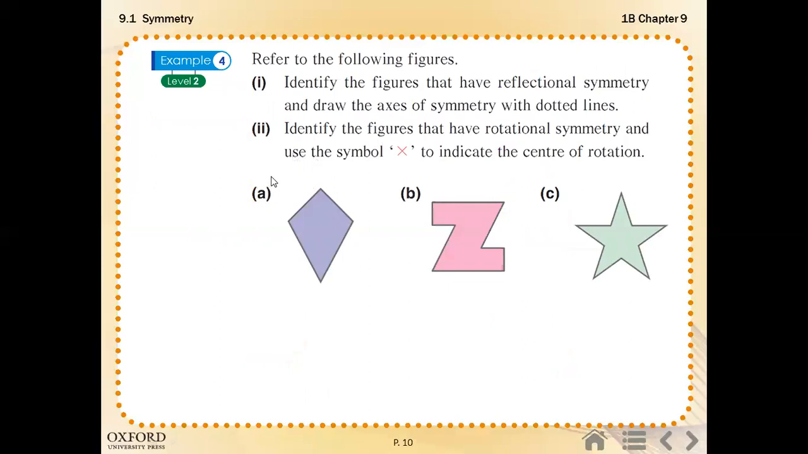Then the next one, here you can see 3 figures. Which figures have reflectional symmetry? If so, draw all axes of symmetry with dotted lines. And which figures have rotational symmetry? If so, just mark the center. Let's think.